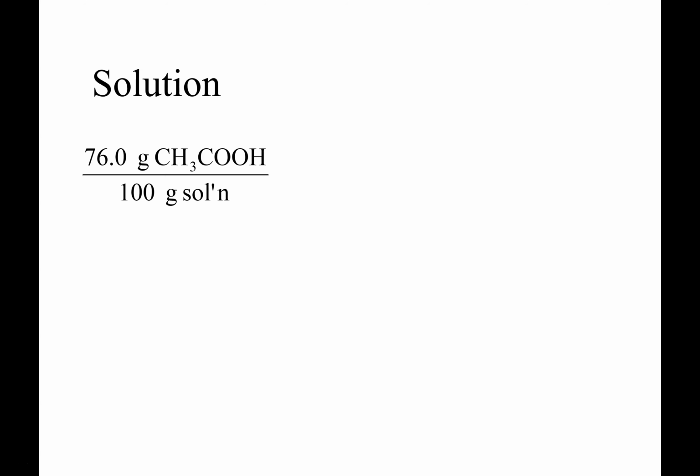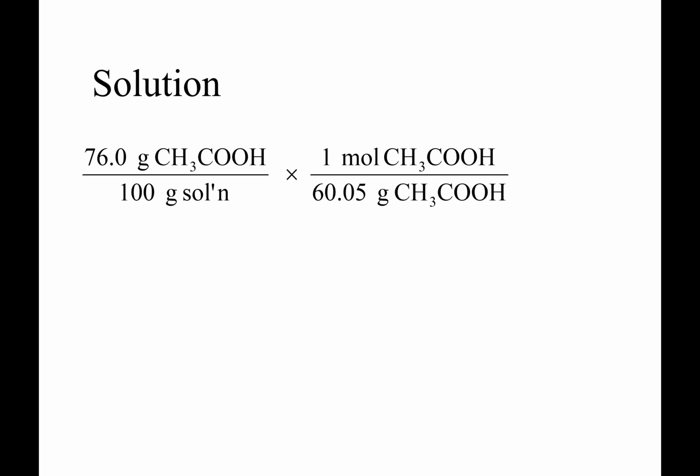Now, if I start with this one, and I can't remember the order of my slides, this is simply the grams of acetic acid over the grams of solution. How can I use the molar mass to get grams of acetic acid to cancel? We're left with moles in the numerator. I'm going to put 1 mole of CH3COOH over 60.05 grams of CH3COOH. So now my grams have canceled.